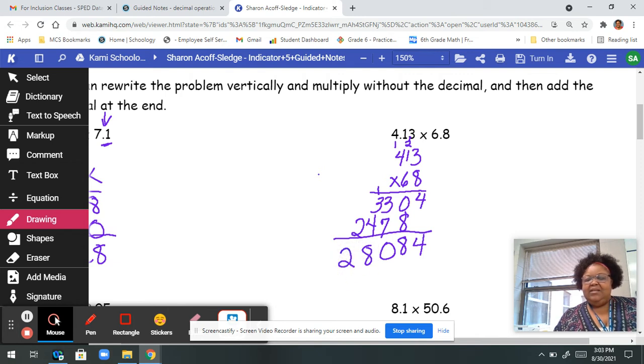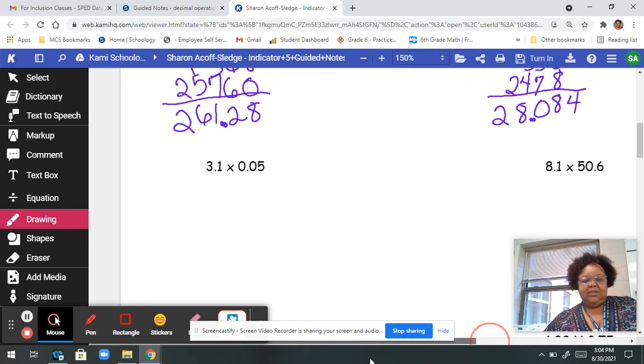2. And how many numbers do I have behind the decimal this time? I have 2 right here, so that's 2. And I have 1 right there. So that's a total of 3. So I'm going to put 1, 2, 3 numbers behind my decimal there. So that's what we do.